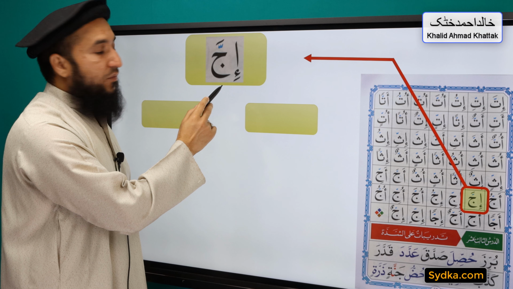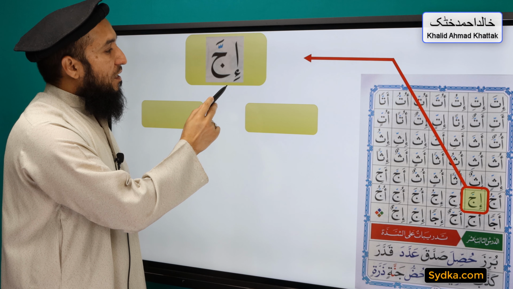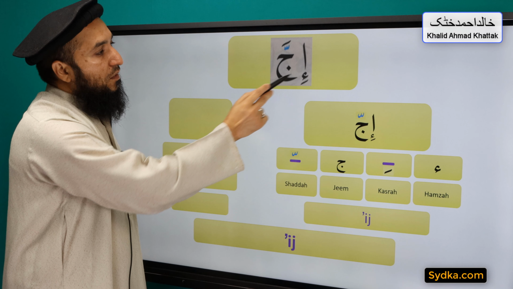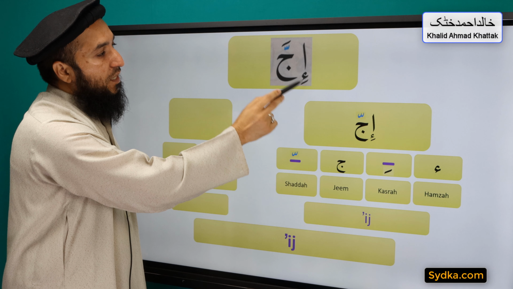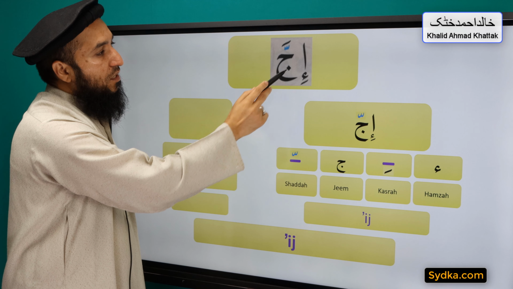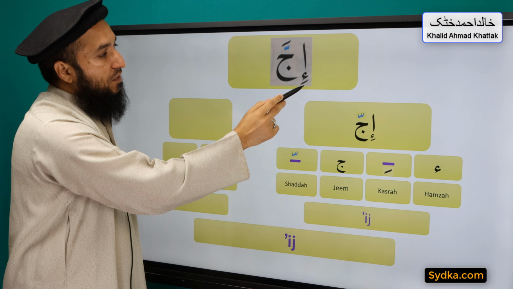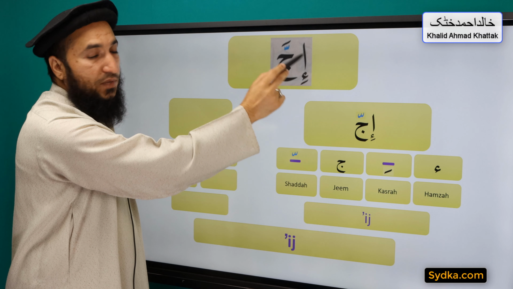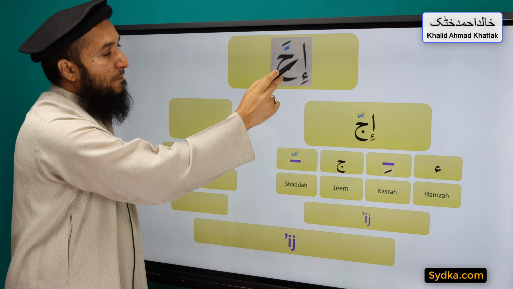The next word we have is Ijja, and it can be divided into two syllables. The first syllable we have is Hamza Kasra Jim Shadda, Ij. Hamza is a light letter, it has Kasra underneath, it is followed by Jim, and Jim has a Shadda. This alif is silent and it is used as a chair for Hamza.